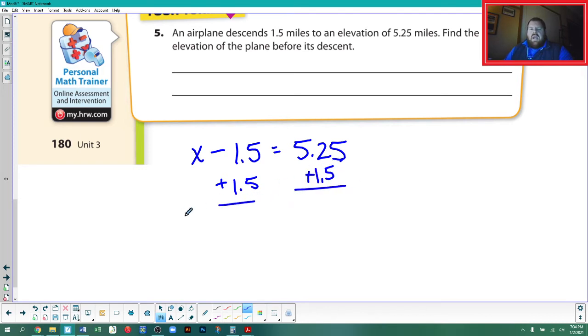And we want to add 1.5 to both sides. So we get, working backwards, I guess, 5.25 plus 1.5, let's say that the right way, ends at 6.75 miles. Okay, so 6.75 miles. There we go.